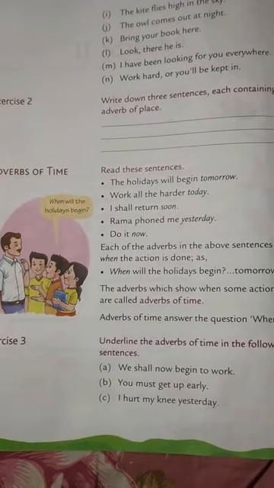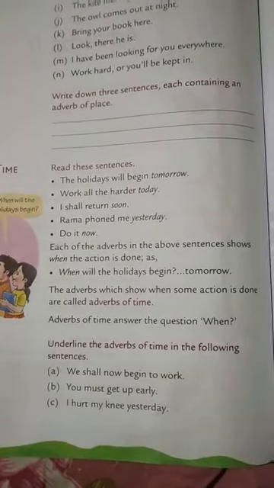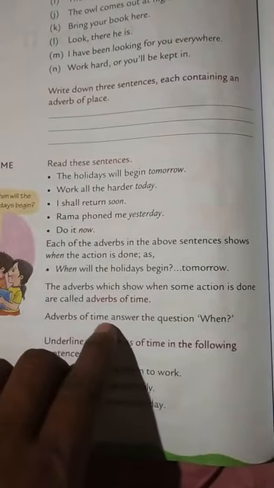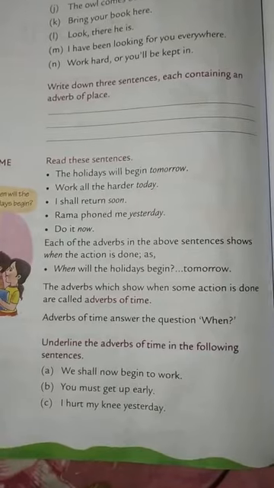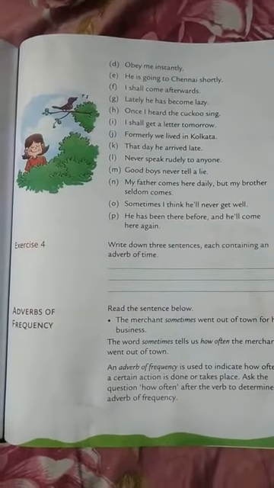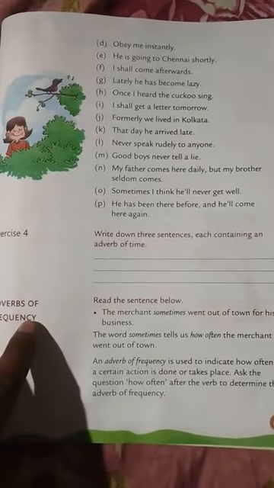This adverb actually gives the answer of the question, when? कोई भी काम कब हुआ है? दिया हुआ देखिए. Adverbs of time answer the question when. कोई भी काम कब हुआ है? This is adverb of time. Now come to the next type of adverbs. यह कि adverb of frequency.